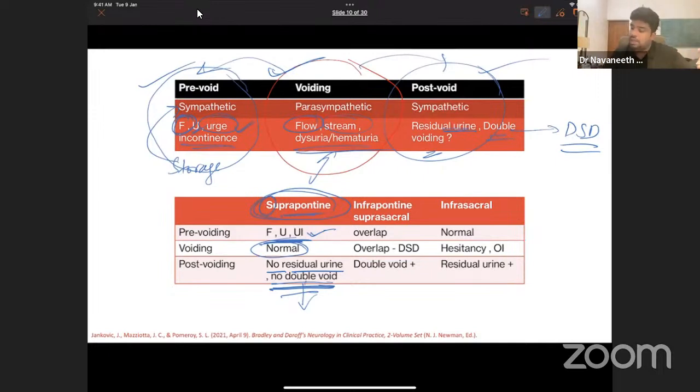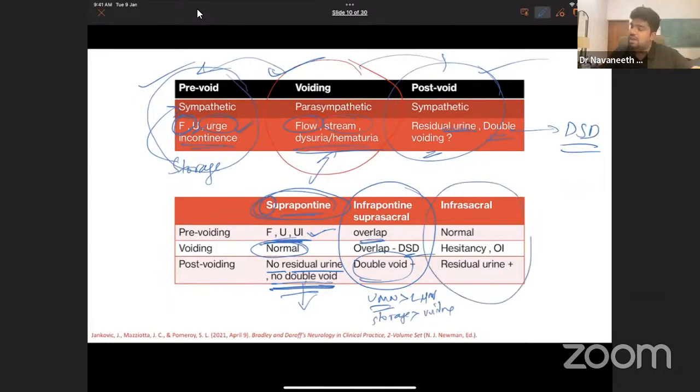That is suprapontine. Now, infrapontine suprasacral causes are basically the spinal cord and brainstem causes. So there's going to be an overlap over here, and typically DSD happens over here. I told you, this can have double voiding, like I have explained. DSD typically presents with double voiding. Here the symptoms of UMN are more than LMN. That is, symptoms of storage are more than voiding, in the infrapontine suprasacral.